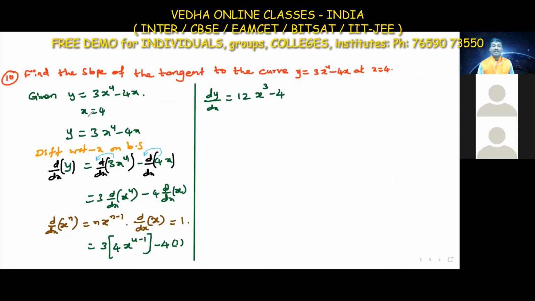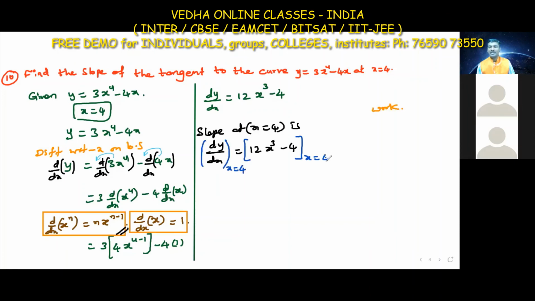But particularly he is asking to find the value of the derivative, the slope at x equal to 4. Whenever he asks particularly, only in that case do we substitute x equal to 4 in the derivative. Otherwise there is no need, that is only the slope. Now the slope at x equal to 4 is the dy by dx value; here we are finding the value at x equal to 4.